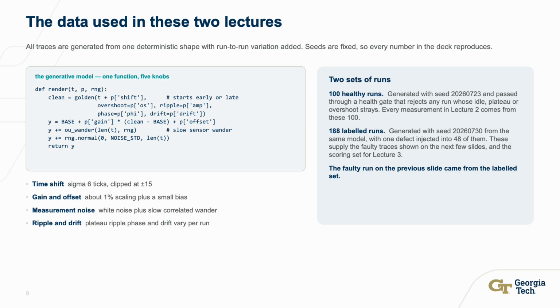The second set is 188 labeled runs generated from the same model with one defect injected into 48 of them. Those supply the faulty traces you will see in the next few slides, and they become the scoring set for the next lecture. The faulty run on the previous slide came from that second set. There is no faulty run anywhere in the 100.